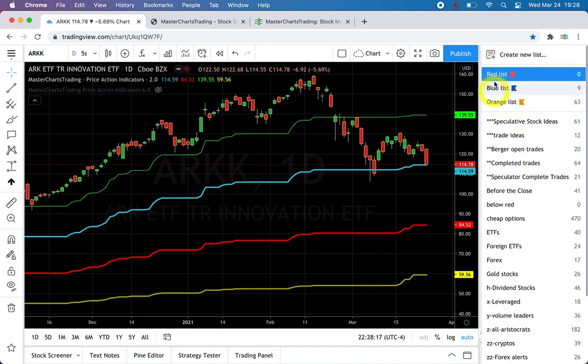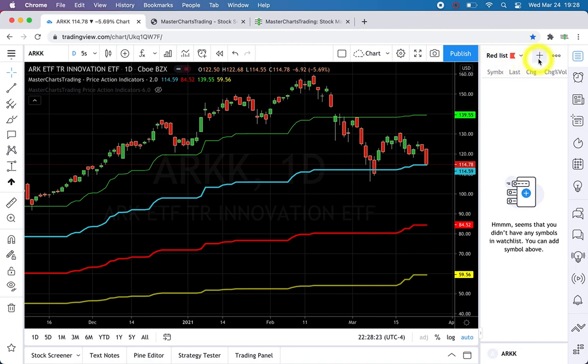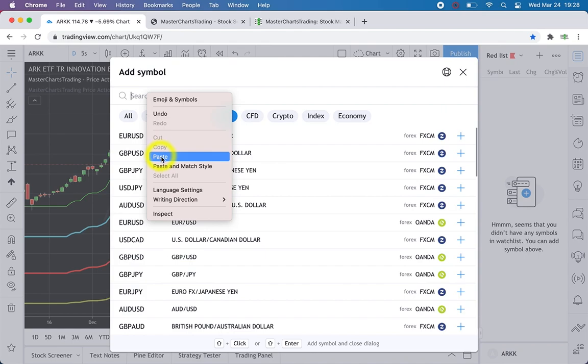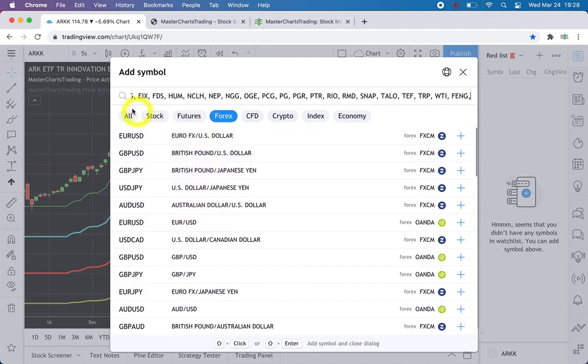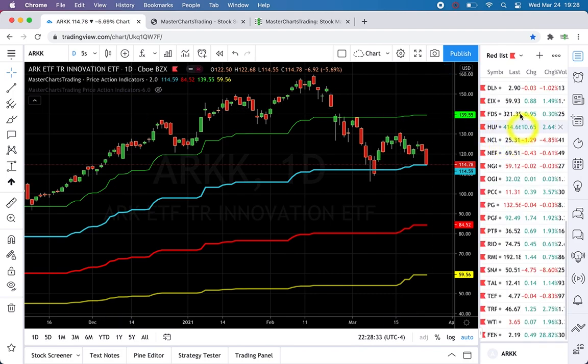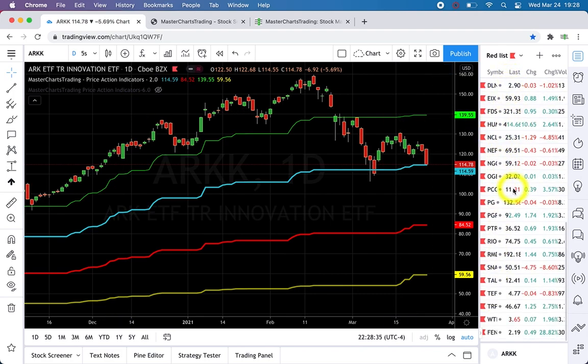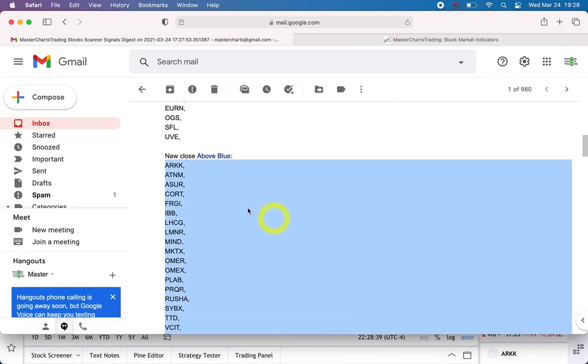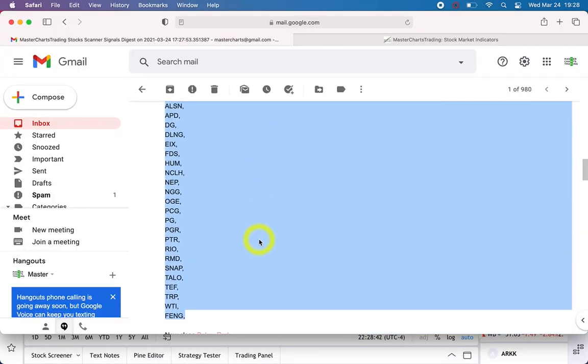account. But this orange, red, and blue, whatever, they're already included. So if you click on that and then click on plus, you can now paste all of those symbols into here, you see? And then just press enter, and they will appear right there. So you have a whole bunch of signals that just came from your email. You see how easy it is?